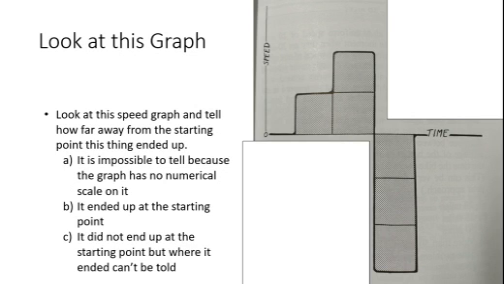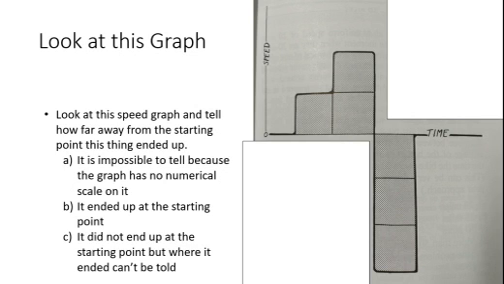Okay, so this graph right here is showing the speed of an object along the y-axis and the time along the x-axis. Look at this graph. From this, can we tell how far away we are from the starting point that we ended up at? A, it is impossible to tell because the graph has no numbers on it. B, it ends up at the starting point, or C, it did not end at the starting point, but where it ended up can't be told.